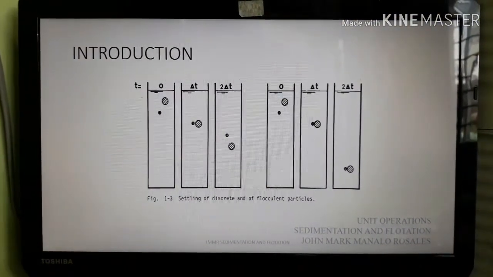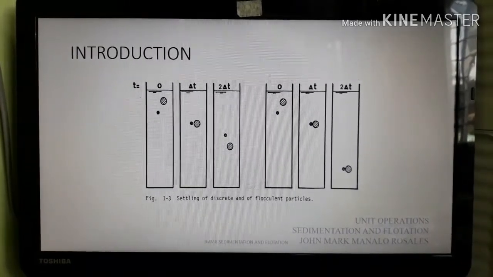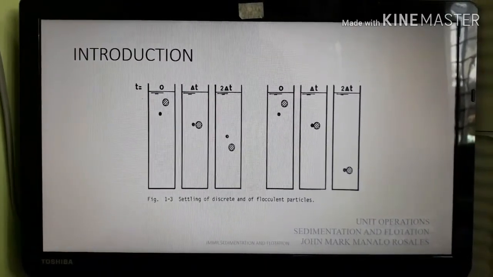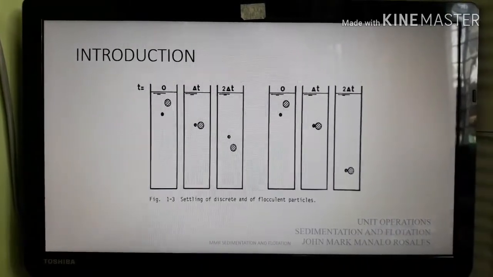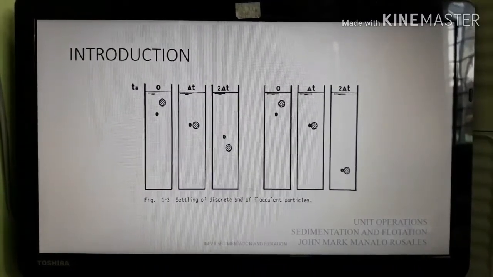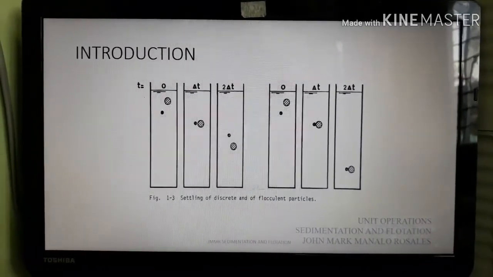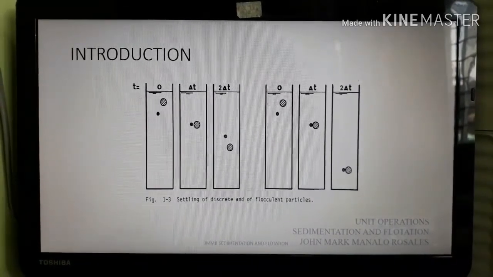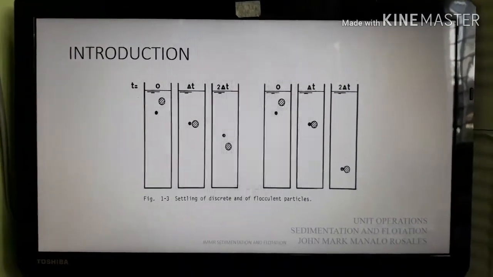Seen on this figure 1.3 is the settling of discrete and flocculent particles. On the left part is the discrete settling. As I've said earlier, the particles will maintain their identity and move down at a constant rate. On the other hand, on the right part of the figure is the flocculent settling. The particles will overtake one another and coalesce. By coalesce, we mean that they will come together and form one mass. Hence, they go down at a higher rate because of their combined mass.